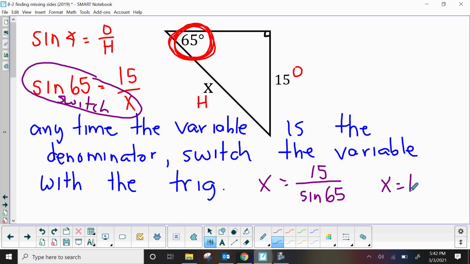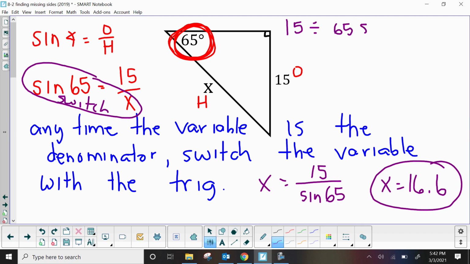X equals 16.6. Now, if you have a graphing calculator or you're using your cell phone, what you would do is you would do this. 15 divided by 65 sine, enter, or equal. And you would get the same answer, 16.6. Okay, so the only difference now is obviously the other ones could be cosine or tangent.